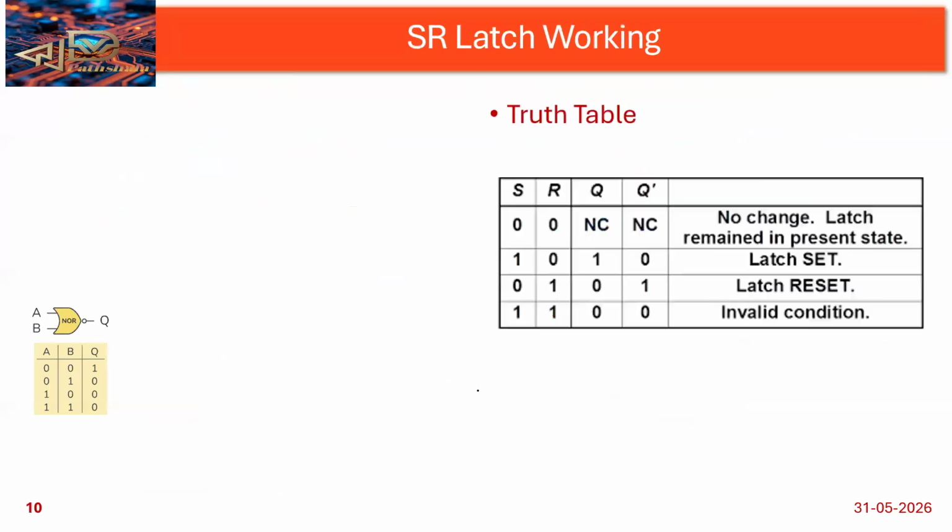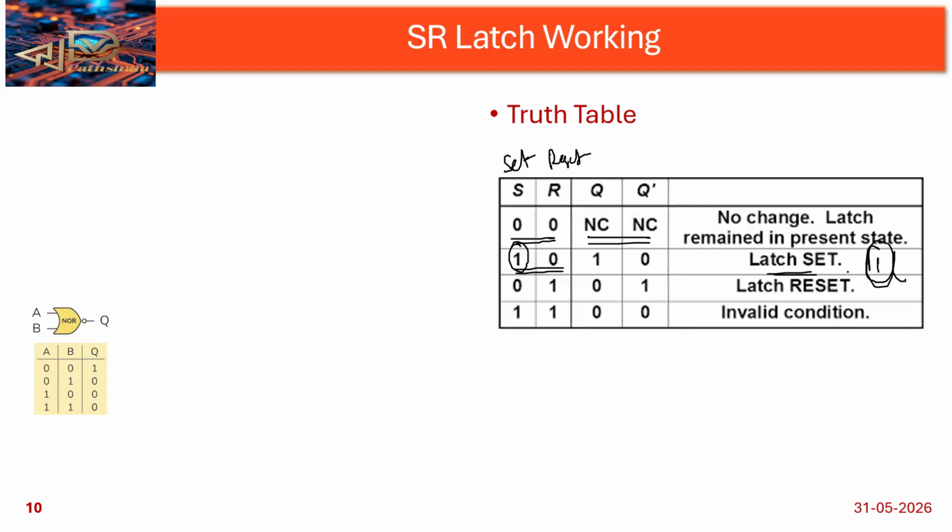You can see here the truth table. The 0 0 state is the no change condition. No change condition means whatever the previous state output is, that is what we get. S means set condition, and R means reset condition. During the set condition, my output should be set. That means it will store the 1 value only, wherever the value is; it stores 1 only.